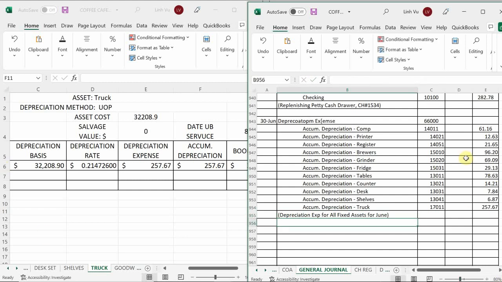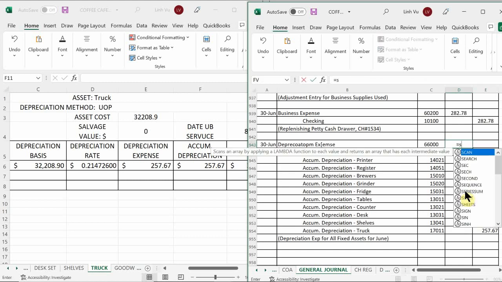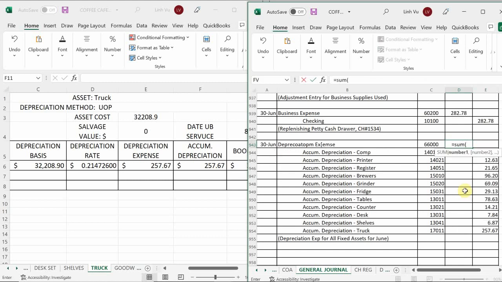Okay. And of course, what am I going to do to figure out my total depreciation expense? In this case, you're just going to add up the totals of all of the depreciation that you have calculated here, starting from the computers all the way down to the actual truck itself, and you're going to get a grand total depreciation expense of $655.08.